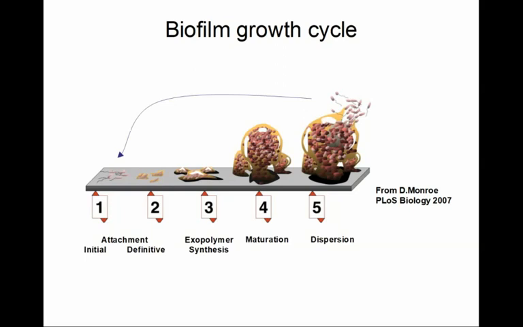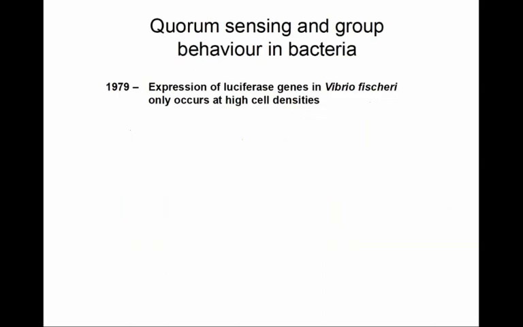Now, one of the important points in this is the transition between stage 2 and stage 3, where you've got bacteria at stage 2 that have adhered to the surface, but they haven't synthesized the exopolymer yet. This will only happen when there are enough bacteria locally to make this whole thing work. And that's the next question: how do they know when there's enough of them around there? This is a phenomenon called quorum sensing.